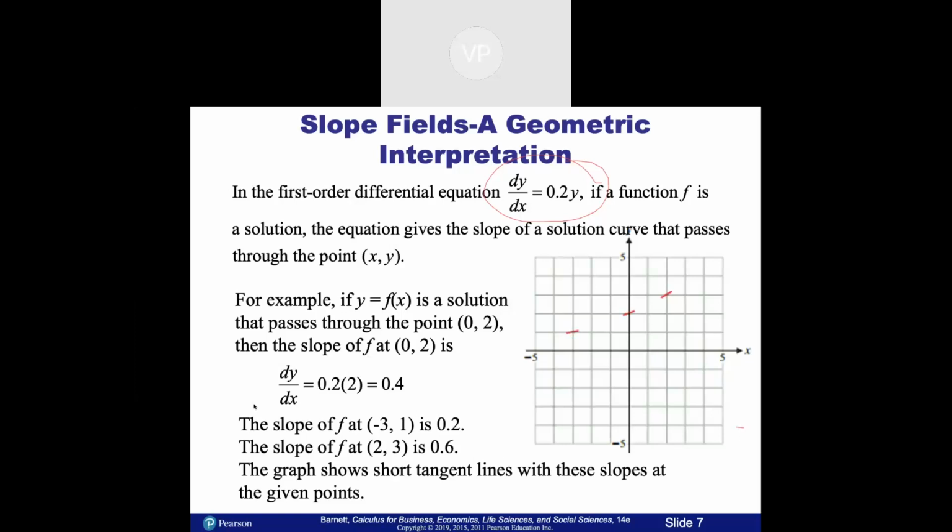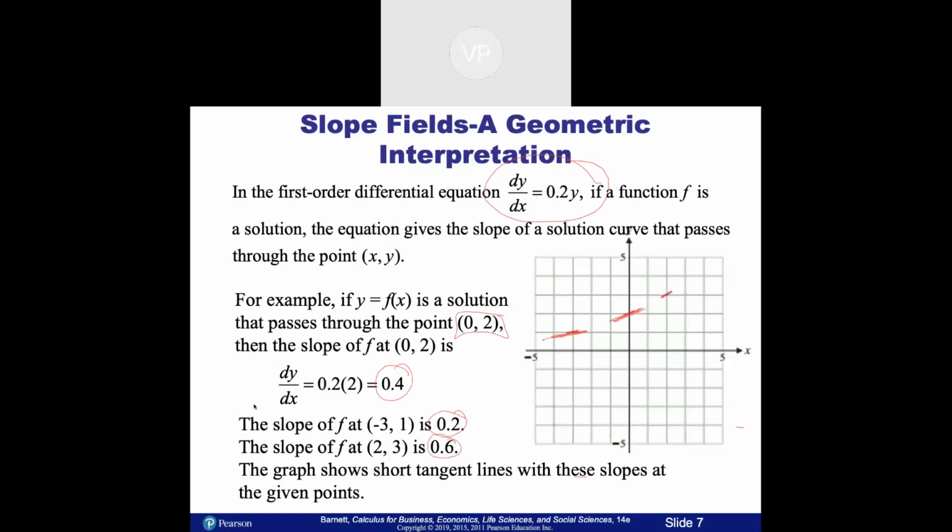So again, you see at the point (0, 2), the slope we got is 0.4. That's this line right here. If I continue on, that has a slope of 0.4. Okay? At the point (-3, 1), you have a 0.2. So all I want you to see is it's positive slope. It's not as slanted as this one, but it's still a positive slope.